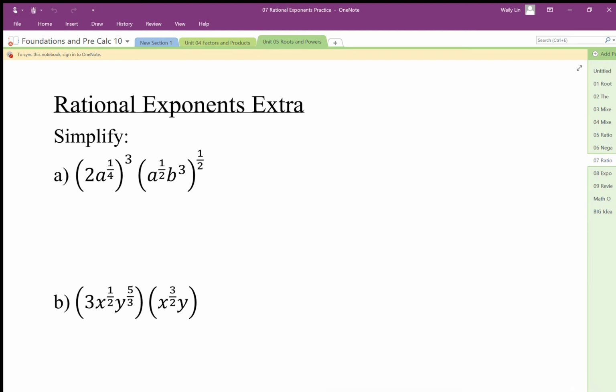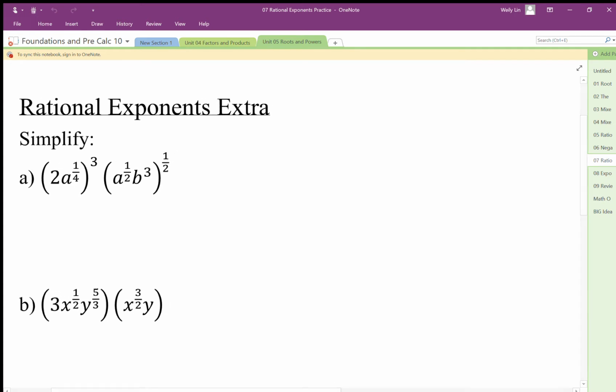These are a few examples of practicing with rational exponents. We're going to use exponent rules, so we need to make sure that we're clear on what the exponent rules are. So the basic exponent rules are, if we were multiplying exponents with the same base, since exponents are counting multiplication and we're combining with multiplication, we can add the exponents.